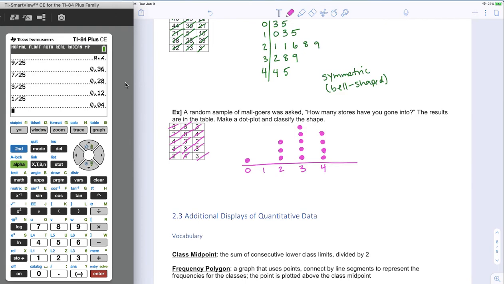Classify the shape. We see this 0 is kind of skewing the graph to the left, so I will call the shape of this graph skewed.